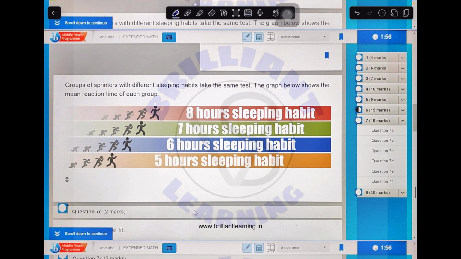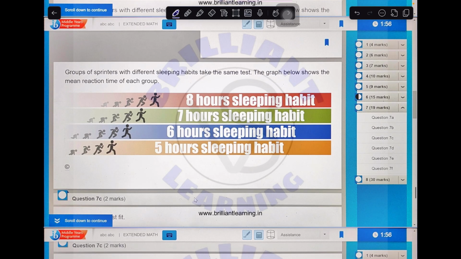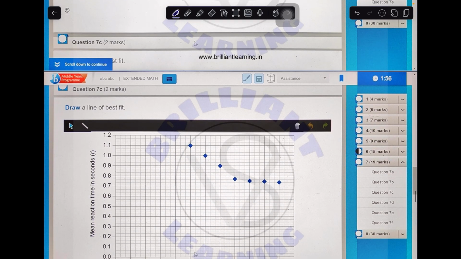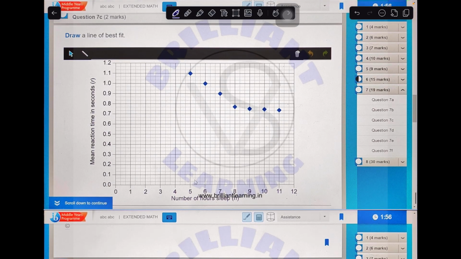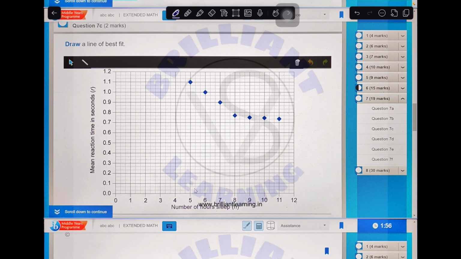Okay, so groups of sprinters with different sleeping habits take the same task. The graph below shows the mean reaction time of each group. So we've got 8 hours, 7 hours, 6 and 5. Okay, we want to draw a line of best fit here.